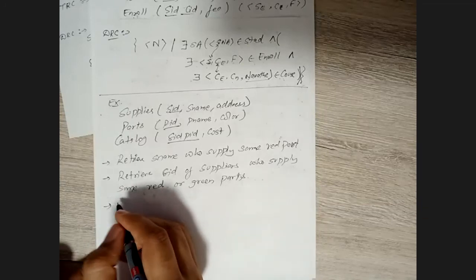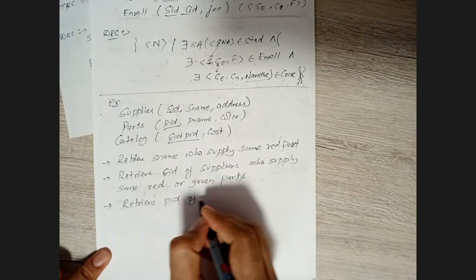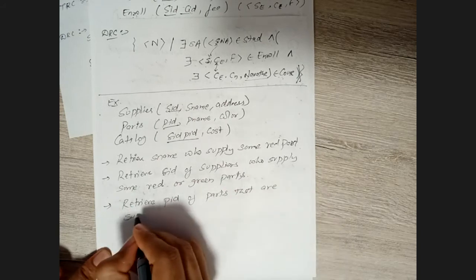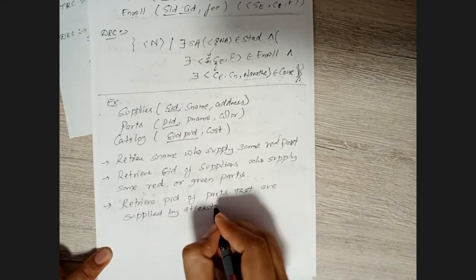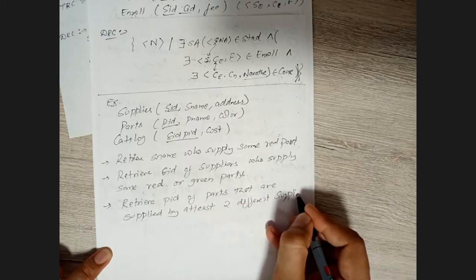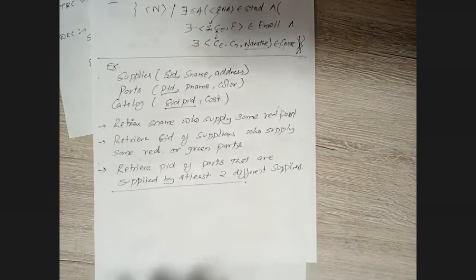But the important question that I actually want, at least you should try this one: retrieve the PID of parts that are supplied by at least two different suppliers, right? So try to formulate the TRC queries for this example. You can let me know if you face any issue. I do have the solutions as well, and in case you want, you can ask.